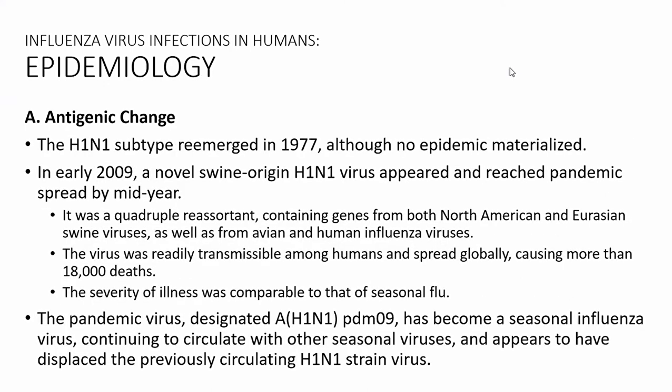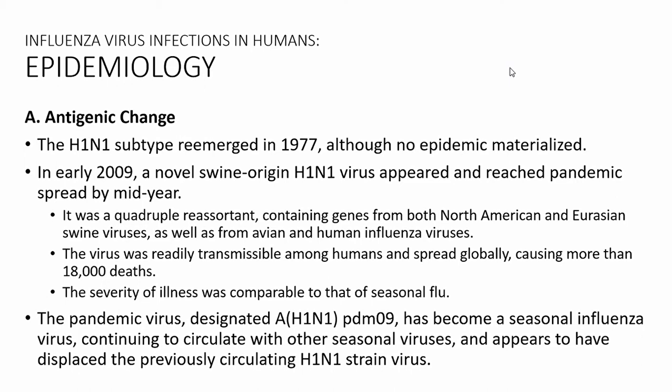So the H1N1 subtype re-emerged in 1977 because it first emerged in 1918. But in 1977, no epidemic happened. In early 2009, a novel swine-origin H1N1 virus appeared and reached pandemic spread by mid-year. It was a quadruple reassortant, which contains genes from both North American and Eurasian swine viruses, as well as from avian and human influenza viruses.